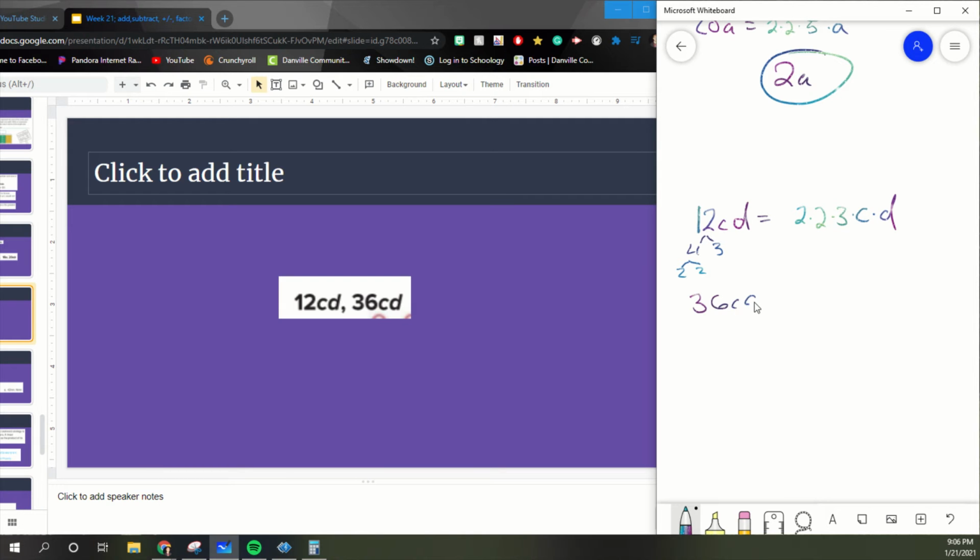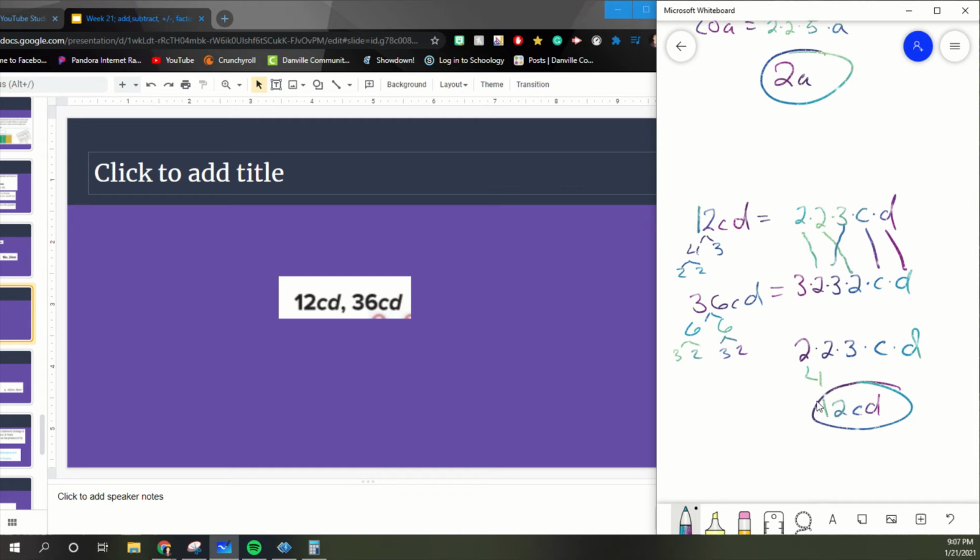When I have 36CD, 36 breaks down to 6 and 6, which is just 3 and 2, and then another 3 and 2. So we have 3 times 2 times 3 times 2 times C times D. Well, here I have a 2 that connects, another 2 that connects, a 3 that connects, a C that connects, and a D that connects. So we have 2 times 2 times 3 times C times D. Well, 2 times 2 is 4, times 3 is 12. And then we have 12CD. So 12CD is the greatest common factor for both of those monomials. Hopefully that makes sense.